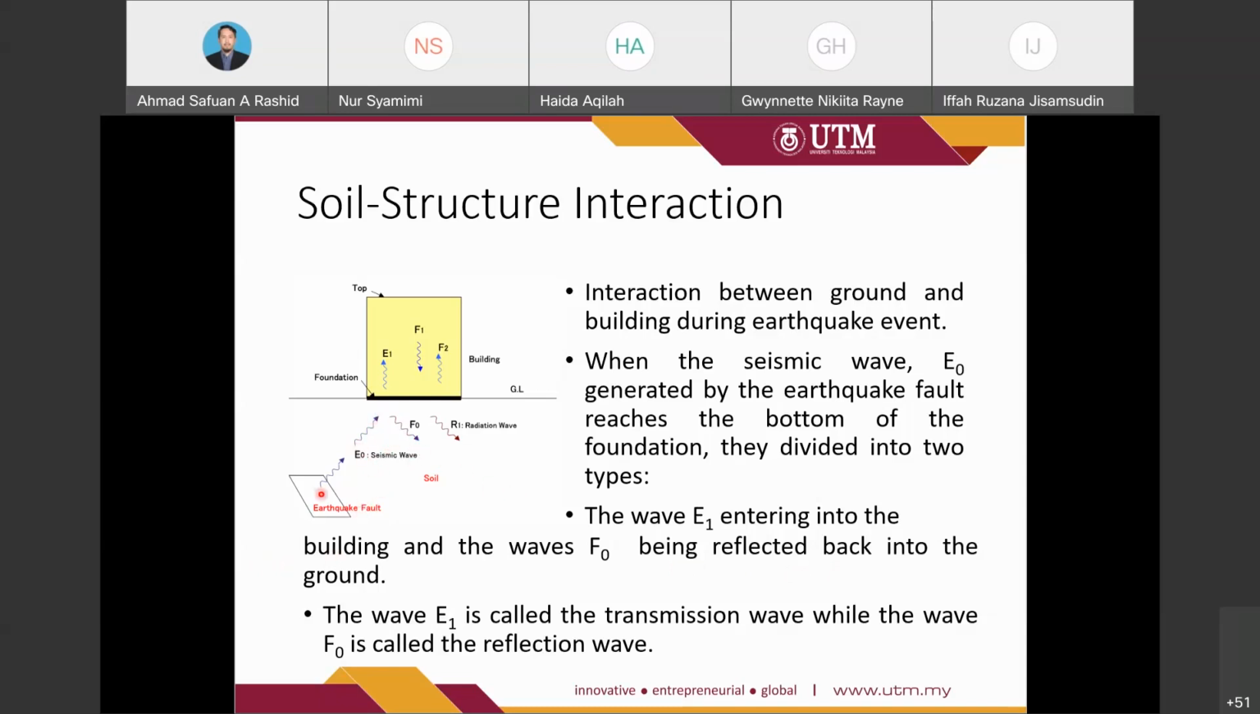So the wave will be transmitted to the foundation, and from the foundation it may transmit to the building, named E1, and at the same time there will be a wave reflected back to the ground, F naught. The wave E1 is called the transmission wave, while the wave F naught is called the reflection wave.